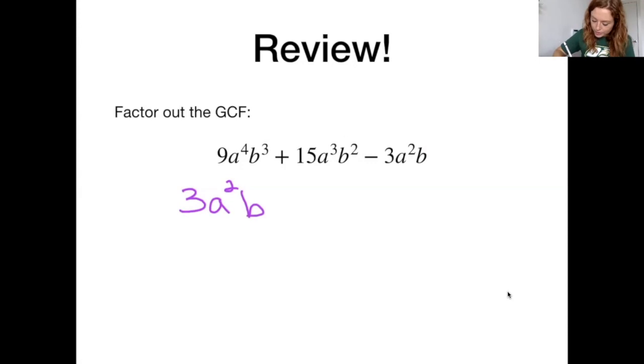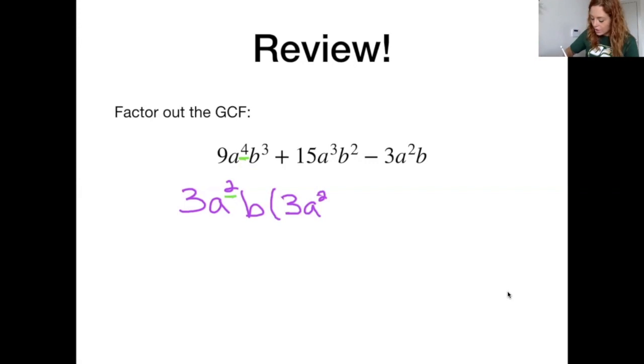Then we open up a parenthesis, and we're going to see what's left on the inside. Okay, so 3 times what? So it's kind of like I'm backwards distributing. So I want to decide 3 times what gives me 9? Well, 3 times 3. Then there were 4 A's here, but I only factored out 2, so that means I need 2 more on the inside of this parentheses. Because when we multiply variables with exponents, we add their exponents together.